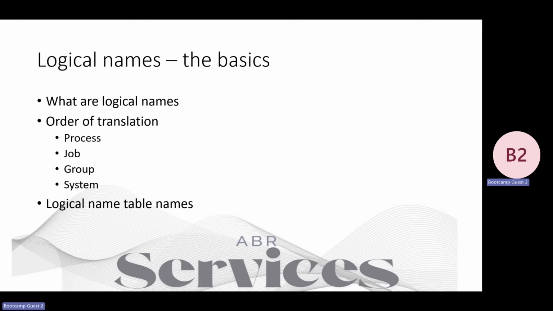The next level up from a job is people that have the same UIC group number, which would be the group tables. Next level up from there typically is your system, which means everybody across the whole system has the same access to those logical names. And again, I'm oversimplifying this a little bit, but just to give you the right general concept.